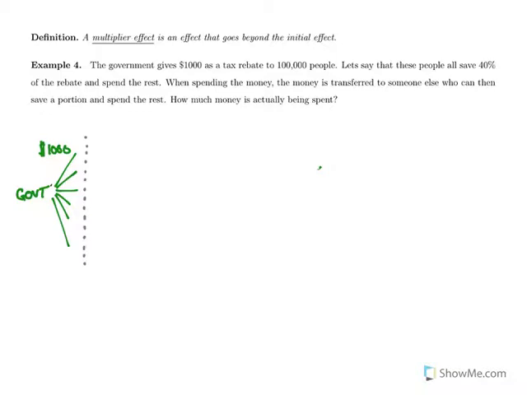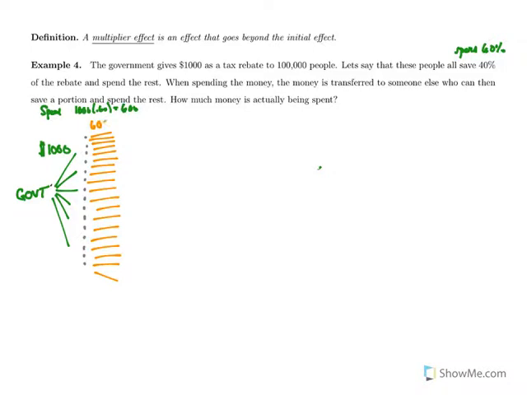And those people are going to save, we're going to say they're going to spend 60% of it. They're going to save 40 and they're going to spend 60%. So 1,000 times 0.6 is $600. They're all going to spend $600. So all these people are going to spend $600, which becomes more money in other people's pockets, in business owners' pockets or whatever it is, that money is spent.